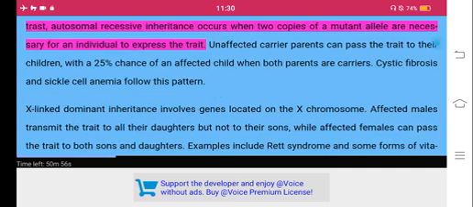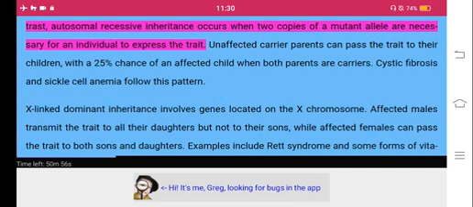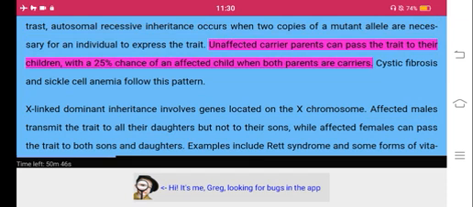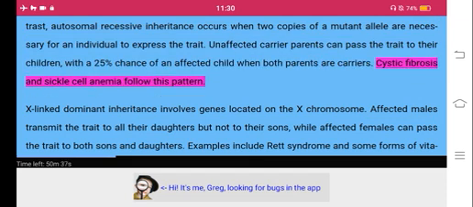In contrast, autosomal recessive inheritance occurs when 2 copies of a mutant allele are necessary for an individual to express the trait. Unaffected carrier parents can pass the trait to their children, with a 25% chance of an affected child when both parents are carriers. Cystic fibrosis and sickle cell anemia follow this pattern.